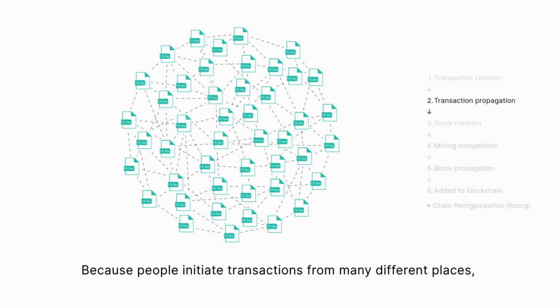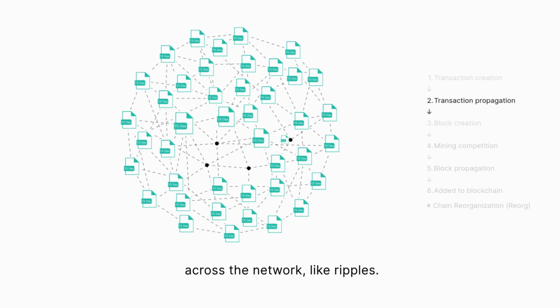Because people initiate transactions from many different places, transaction data spreads outward from many different nodes across the network, like ripples.